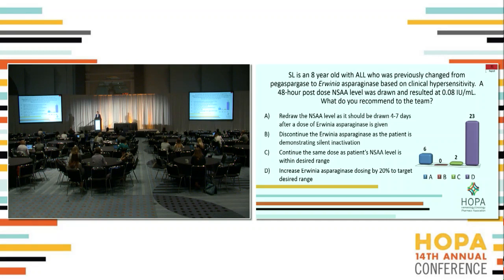B, discontinue the Erwinia asparaginase dose as the patient's demonstrating silent inactivation. Not necessarily, and we definitely want our patients to get the therapeutic benefits of asparaginase therapy. Our level is below desired range, so we would want to bump up the dose with option D.